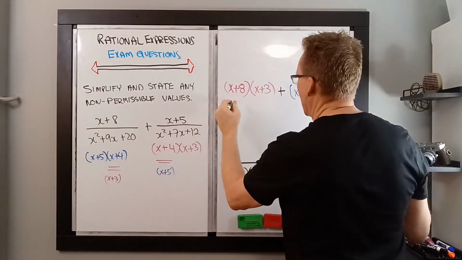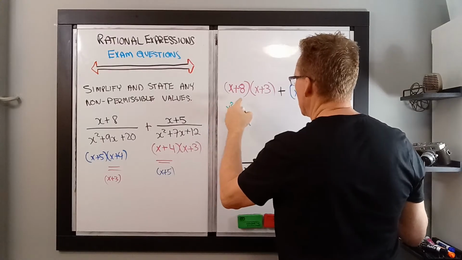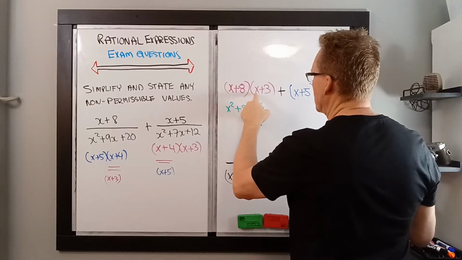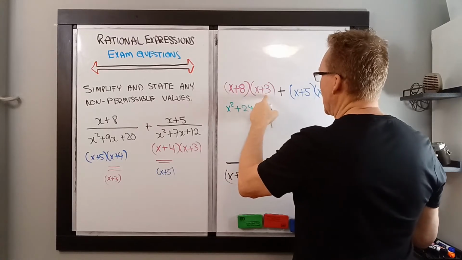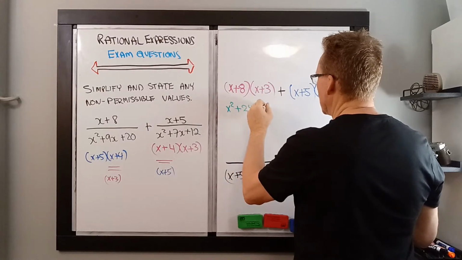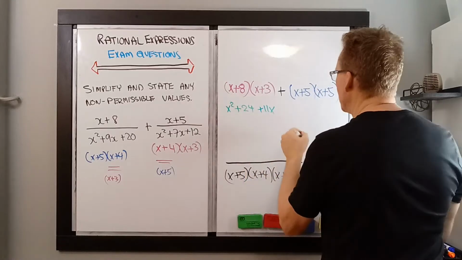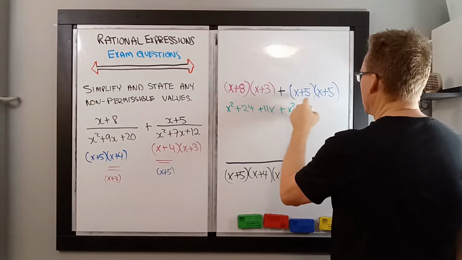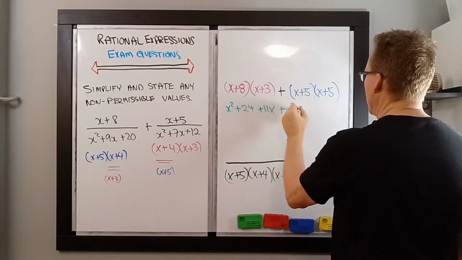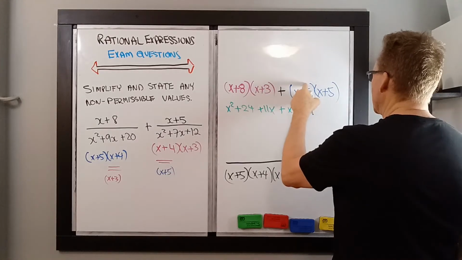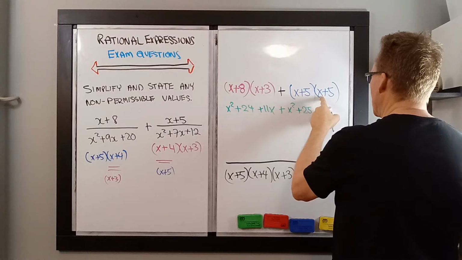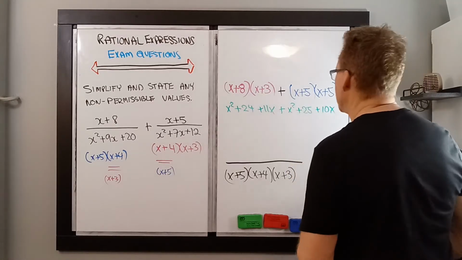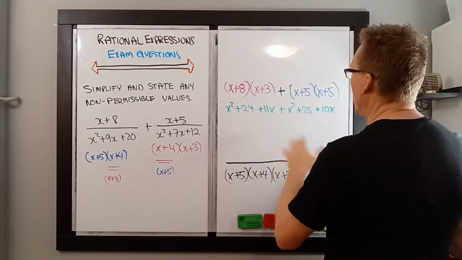First of all, we have an x squared term. And then we have a 24 term. Then the cross terms are 8x plus 3x, which is an 11x. That's these three terms. This one over here, we have plus x squared. That's this term times this, plus 25. That's these back two terms. And then the cross terms are 5x and 5x, or 10x. Simple as that.